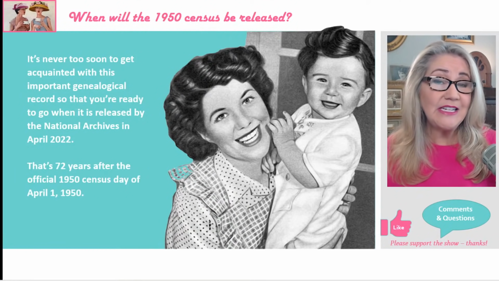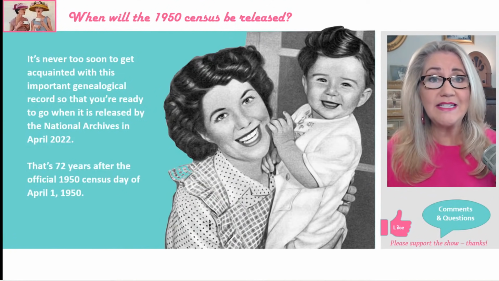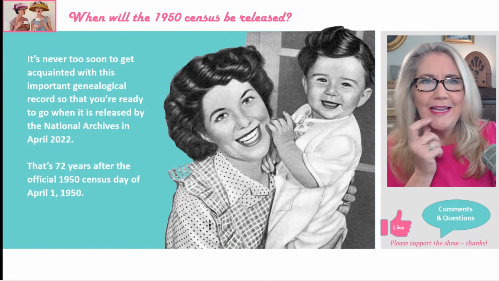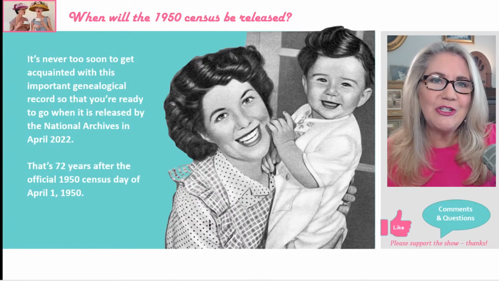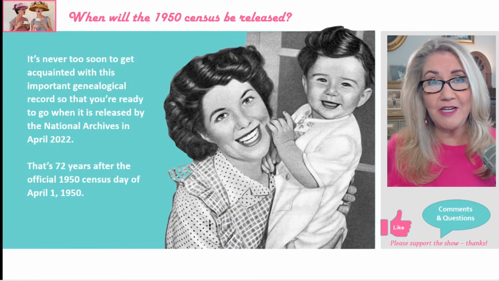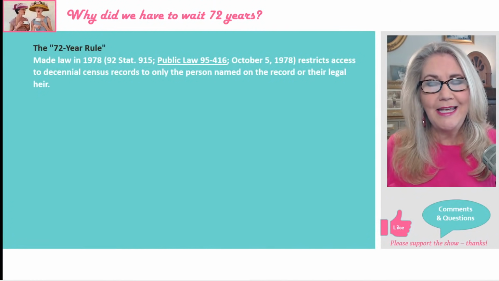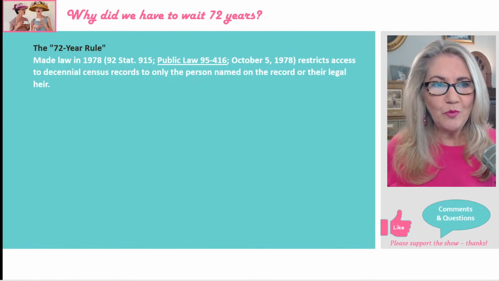And that's 72 years. April 1st of 2021 was 72 years. Well, no, that's 2022. It's getting confusing, isn't it? April 1st of 2022 is exactly 72 years from the official census date in 1950, which was April 1st of 1950. And that brings us to the dreaded 72-year rule.